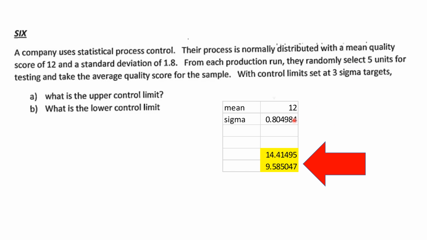So for the upper control limit, again, I told you they were doing 3 sigma. The upper control limit is 12 plus 3 times that number, which gives you 14.4 and change. And the lower control limit is going to be 12 minus 3 times that number, and that's going to give you 9.585047.